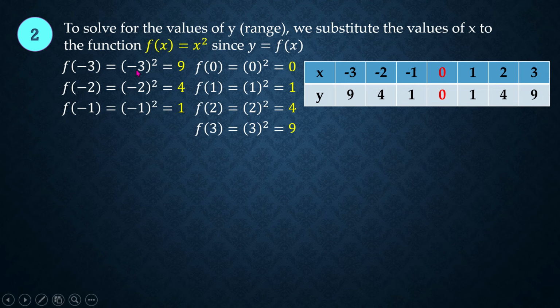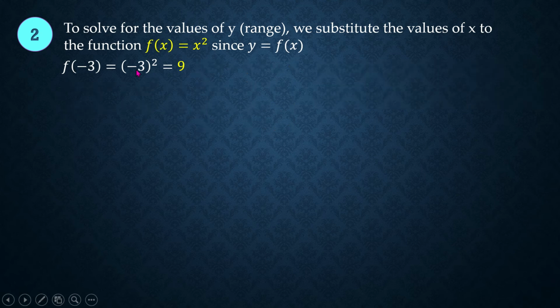So by solution, our first value of x nga atong i-substitute is negative 3. So what is the function of negative 3? So pulihan ang x of negative 3. So the square of negative 3. So negative 3 times negative 3, positive 9. Next, second value of x, negative 2. So the square of negative 2, negative 2 times negative 2, positive 4.